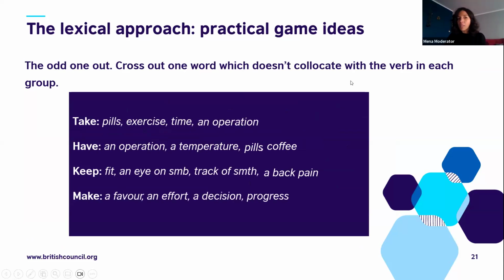So what's another practical game idea that we can use is the odd one out. So let's try it together. So in the first line, you have 4 words. One of them does not go with the verb take. Which one is it? Which one is the odd one out? So take pills, take exercise, take time, take an operation. Which one?